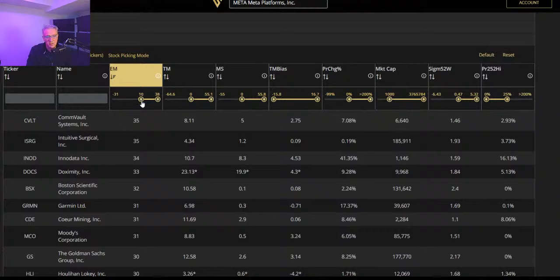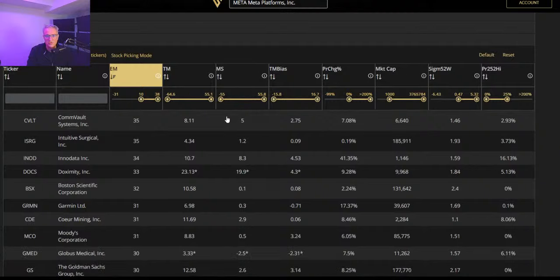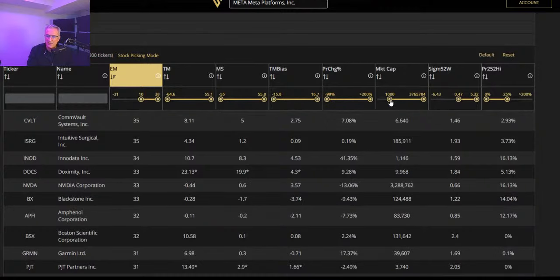Let's be less stringent here and put 10, for example. Want to make sure we have either earnings or sales breaking out here. So let's put 10 because this is not the main factor here. Timing momentum, I'll put it at 0. Market score, put it at 0. Price change as well. Market cap, $1 billion is fine.